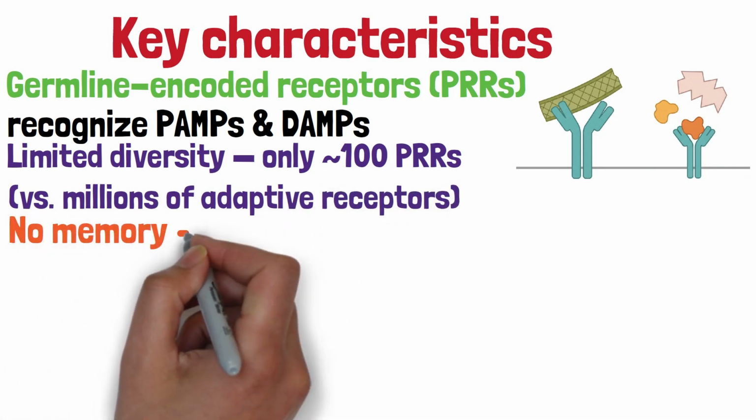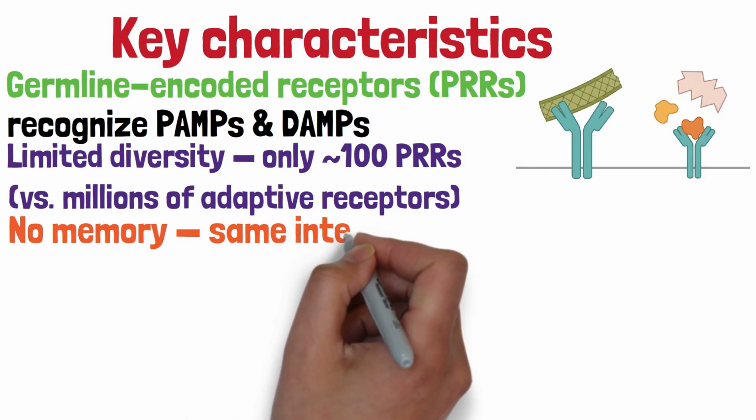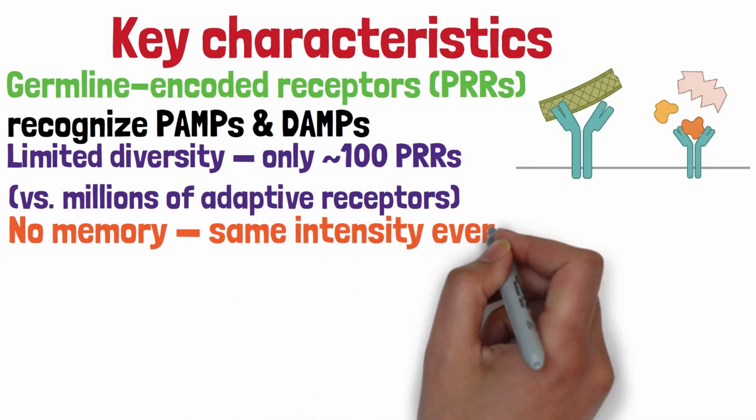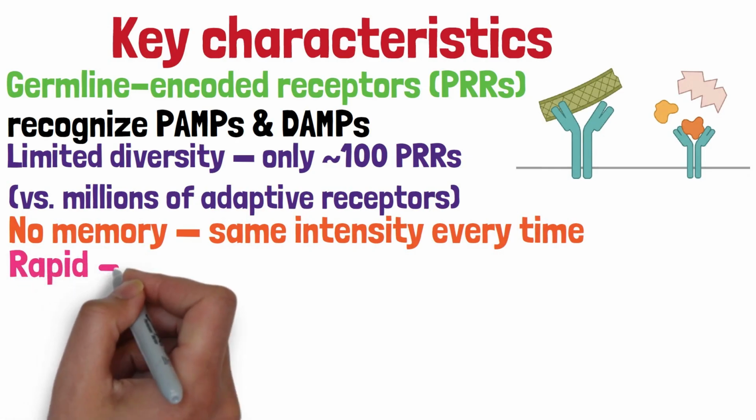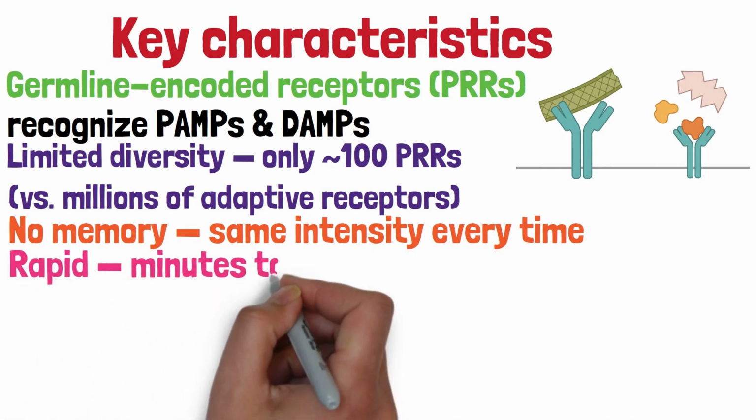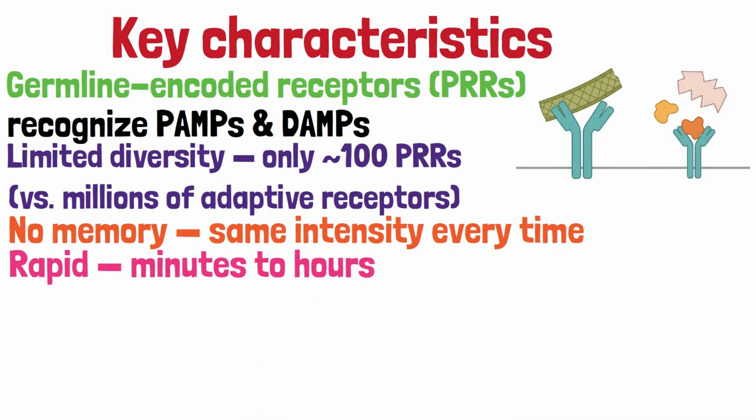And because nothing changes between encounters, there's no memory. Every exposure triggers the same intensity of response. What you do get in exchange is speed. Activation happens within minutes to hours.